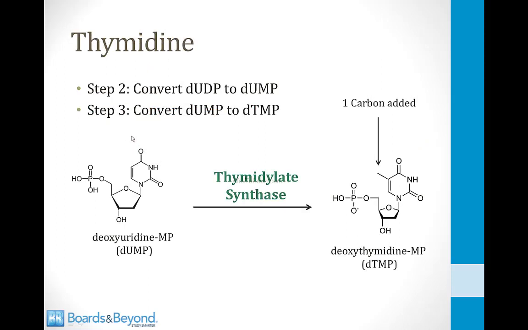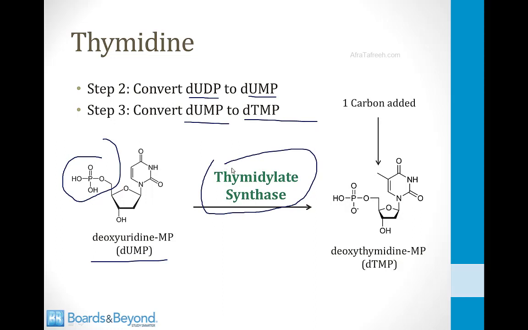Step 2 in synthesizing thymidine is to remove a phosphate group and convert deoxyuridine diphosphate to monophosphate. I've not shown that on the slide here, but once you do this, you will be left with a molecule called deoxyuridine monophosphate, which just has one phosphate group here. And then step 3 is really the most critical step. This is where you convert deoxyuridine monophosphate into deoxythymidine monophosphate. In order to do this step, you use an enzyme called thymidylate synthase, and you add one carbon right here to the uridine to create thymidine.